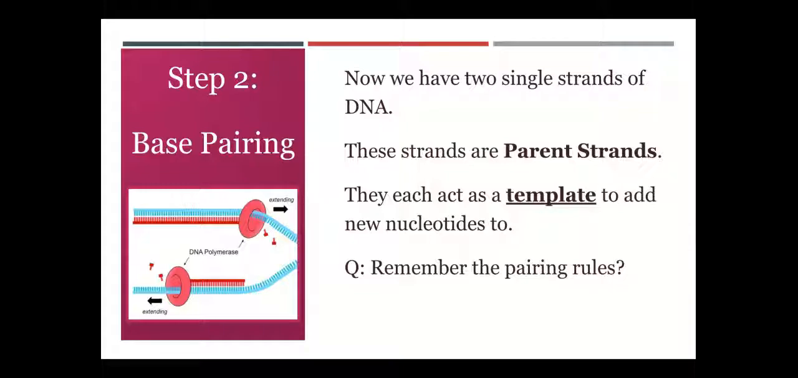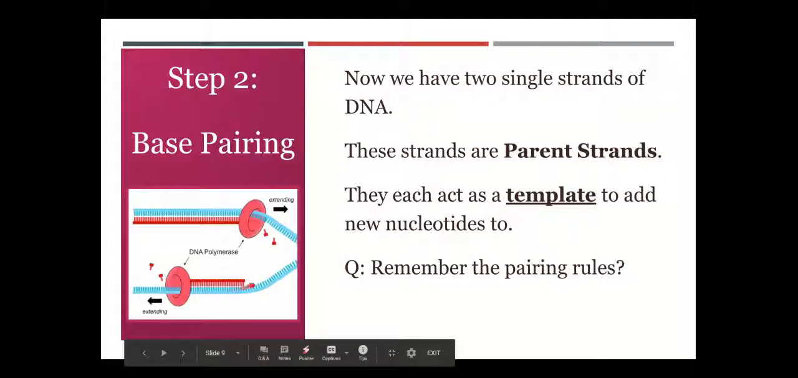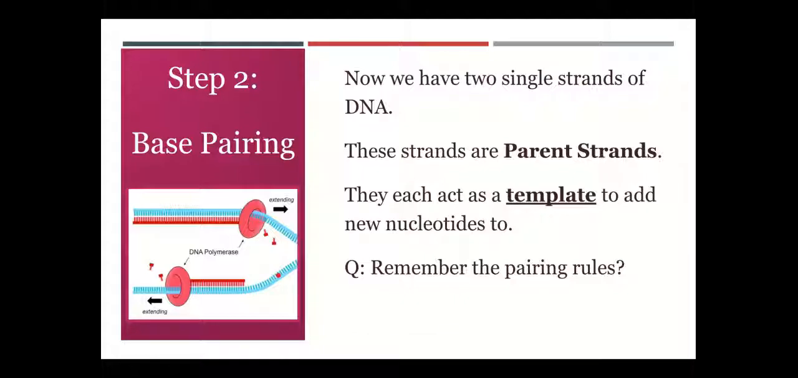Now we are moving on to step 2, base pairing. So now the DNA helicase has done its job. It has unwound and unzipped our DNA and formed this replication fork. We now have 2 single strands of DNA. In this picture, they are the blue strands, and we're going to call these strands parent strands. These parent strands are going to act as a template to add new nucleotides to as we make copies of our DNA.